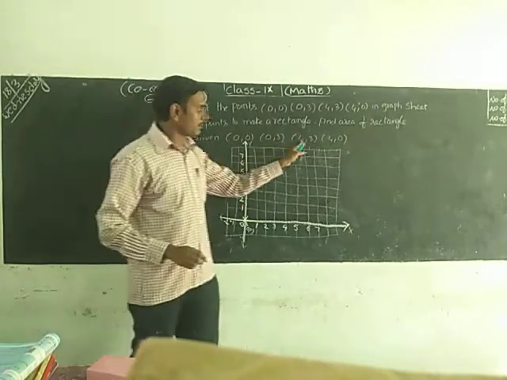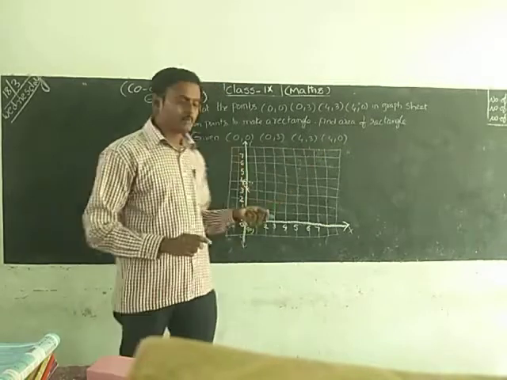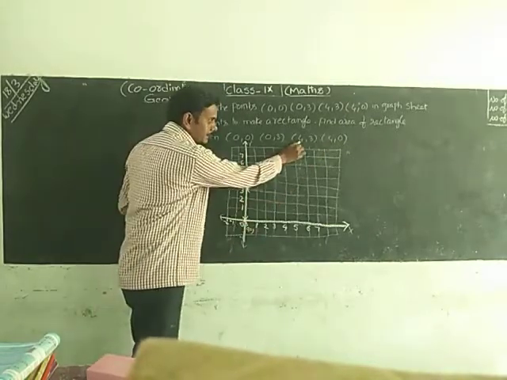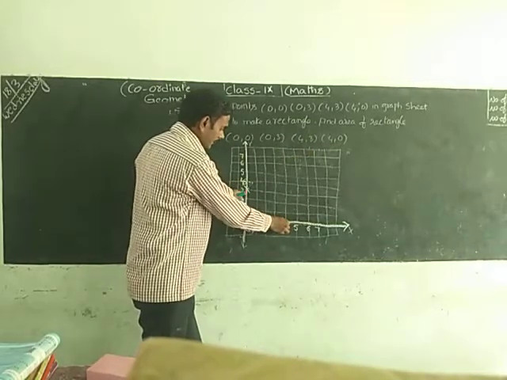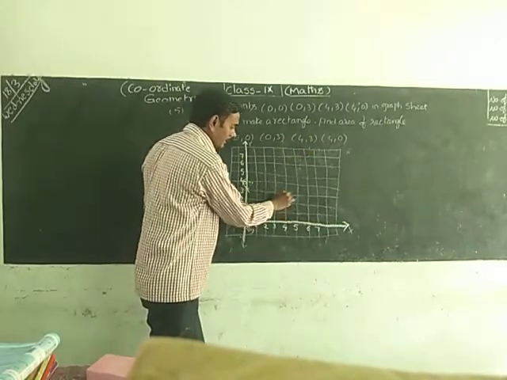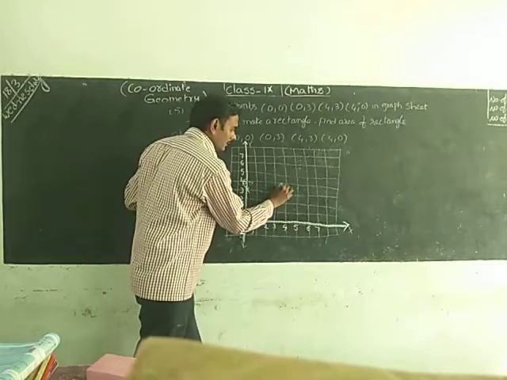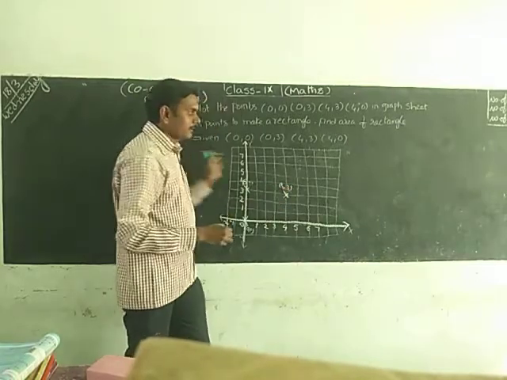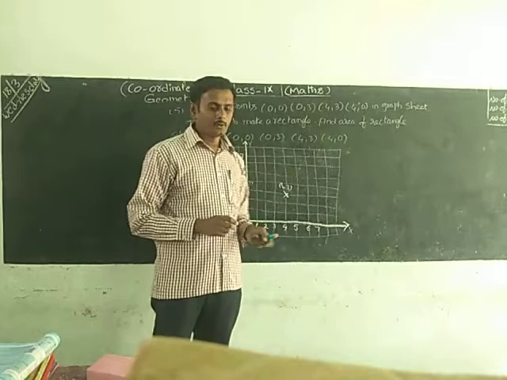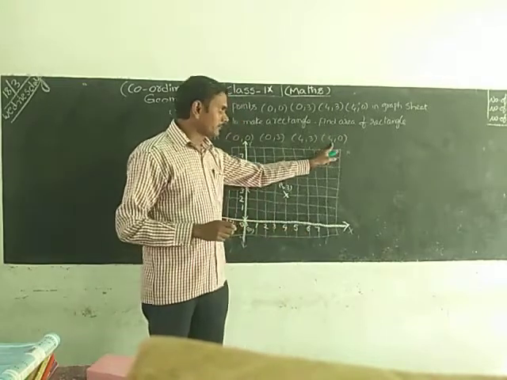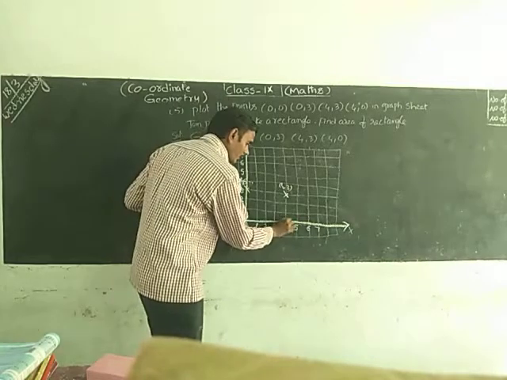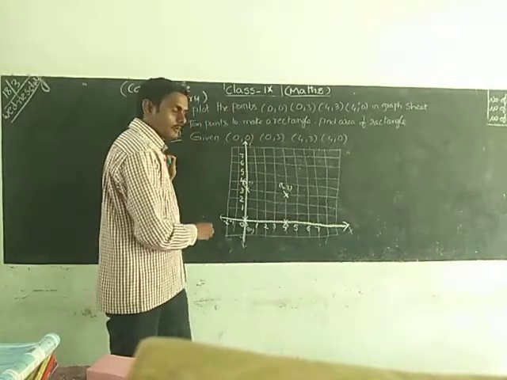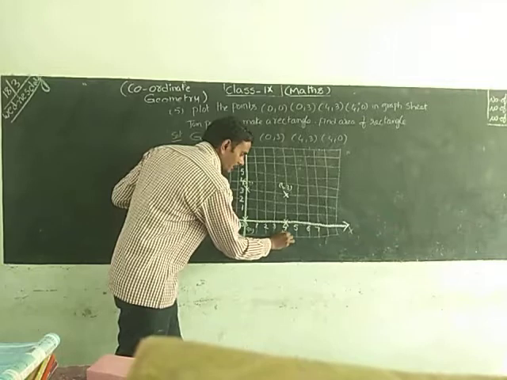Okay, next 4, 3. 4 is the x-axis, 3 is the y-axis. It is located here. Next 4, 0. 4, 0 means x-axis 4, y-axis 0. Okay.